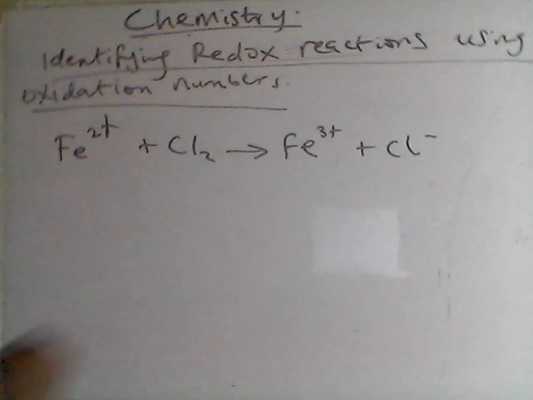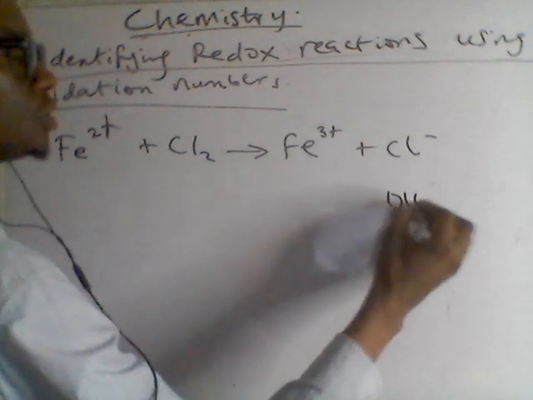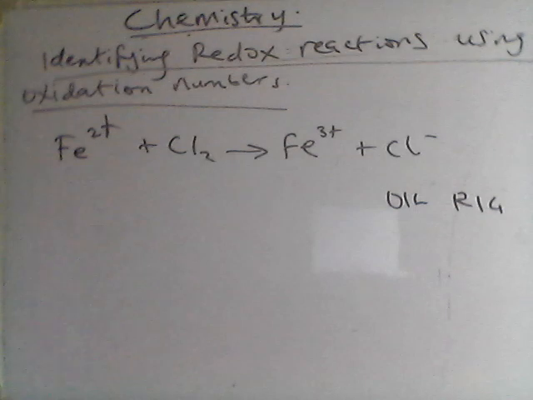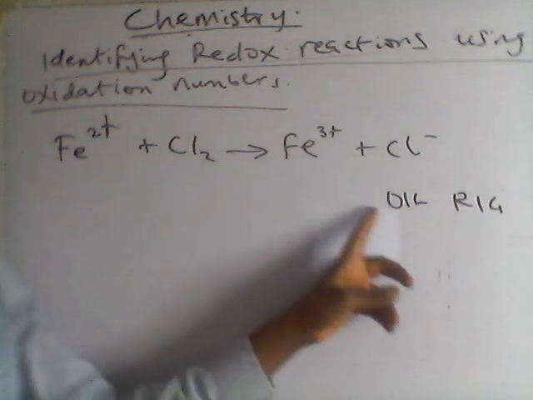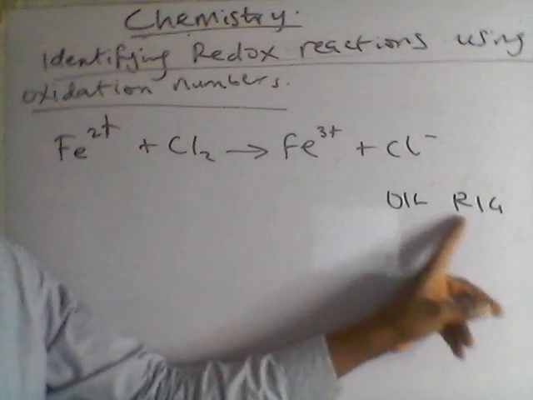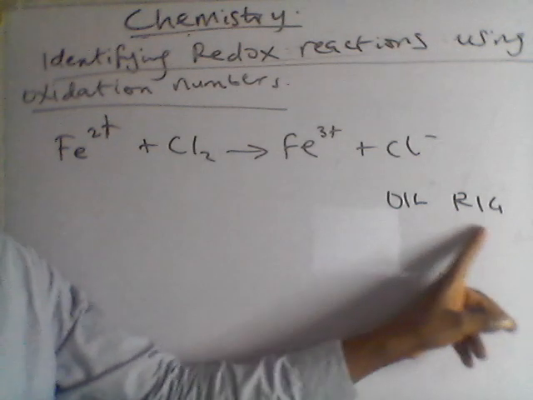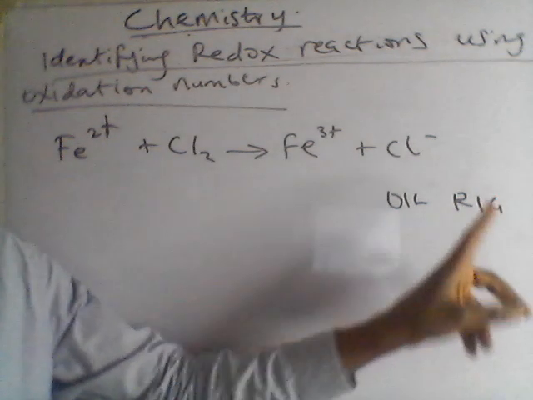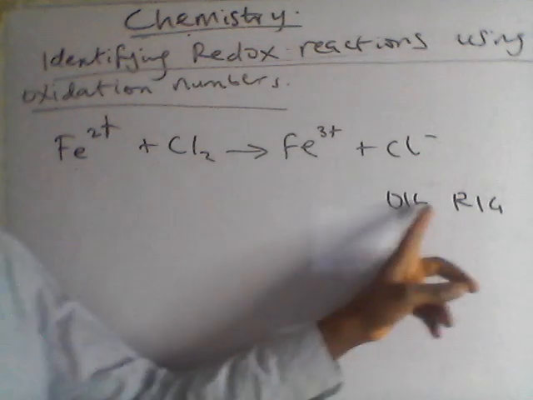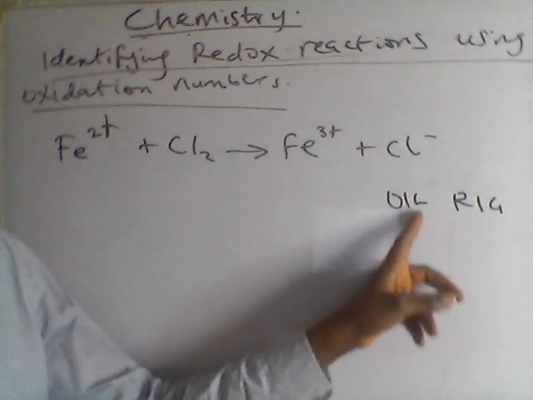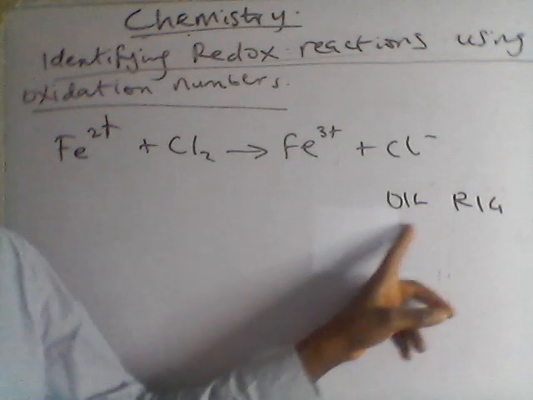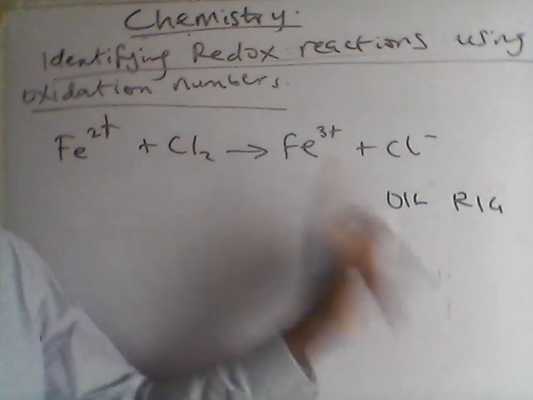Please always remember this, my OIL RIG. I know you guys like to go and work in an oil company. This is OIL RIG: oxidation is loss of electron, reduction is gain of electron. Now, if a compound or an element is going through a reduction process, that compound is an oxidizing agent. And if an element is going through an oxidation process, that element is a reducing agent.